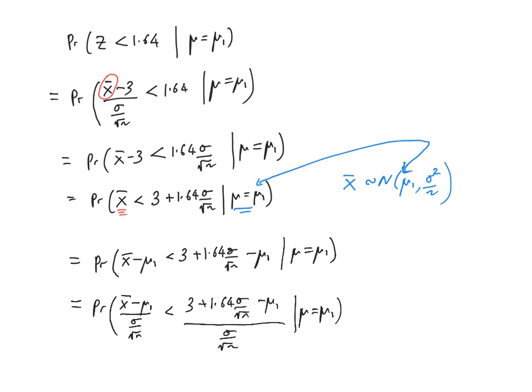Well, at that point we can be quite happy, because we know that when we perform that standardization, when we subtract the mean and divide through by the standard deviation, that becomes a standard normal random variable. That's what we saw earlier. So this is just the probability that a standard normal random variable is less than that quantity. And I'm just going to write the quantity by putting the mu and the 3 together, because they're both sort of means: 3 minus mu1 plus 1.64 sigma over root n, all divided by sigma over root n.